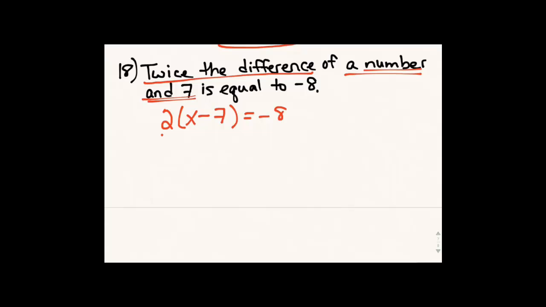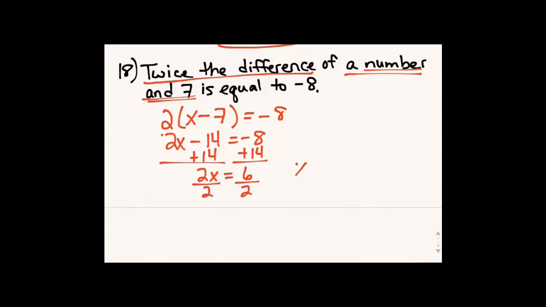So now we have to distribute. We get 2x minus 14 equals negative 8. And then we add 14 to both sides. That gives us 2x equals 6. Then we divide both sides by 2, and we get x equals 3. So our number is 3.